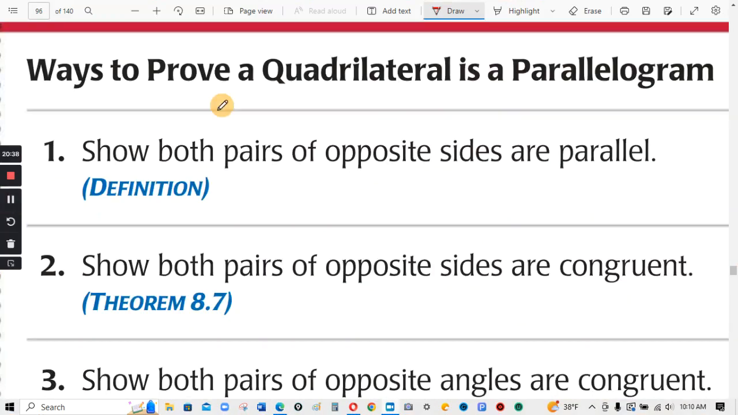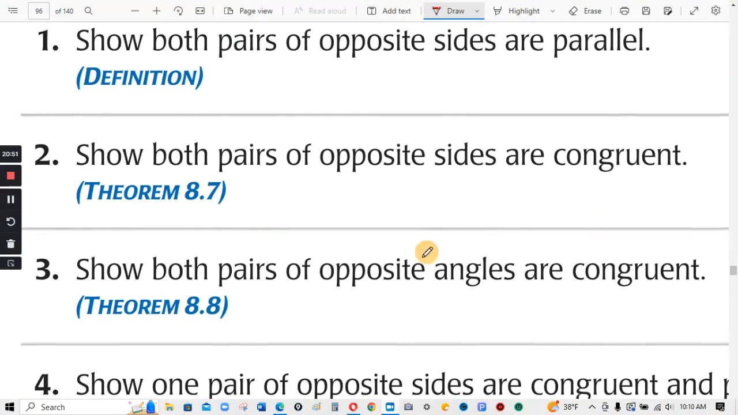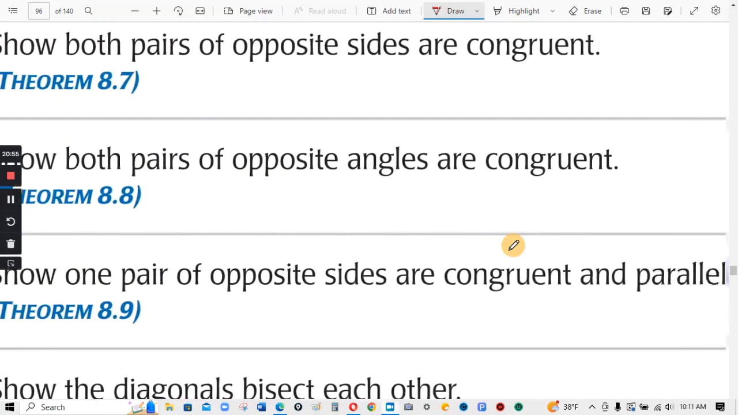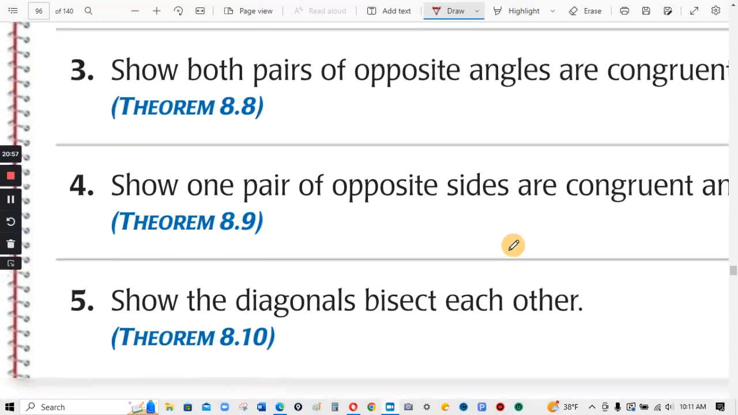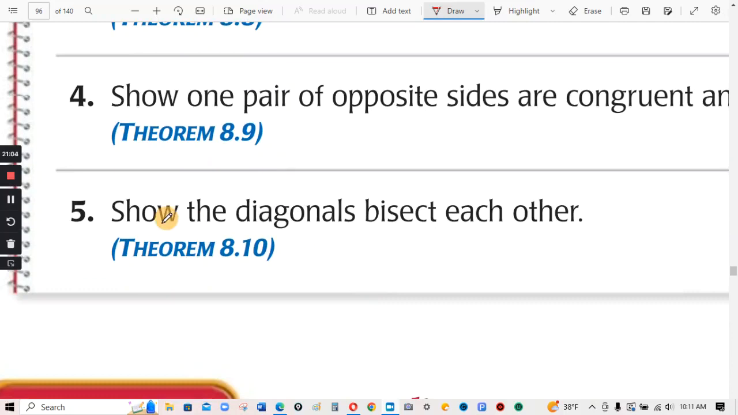All right, so the summary so far, I'll post this on Google Classroom. Ways to prove it's a parallelogram. Both pairs of opposite sides parallel. Both pairs of opposite sides congruent. Both pairs of opposite angles congruent. One pair of opposite sides congruent and parallel. Or finally, show that the diagonals bisect each other. So those are the 5 ways to prove it.